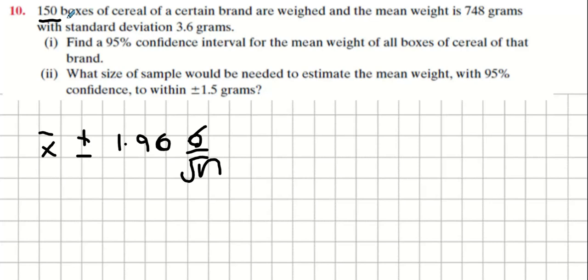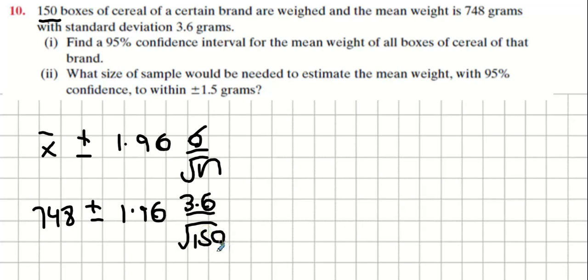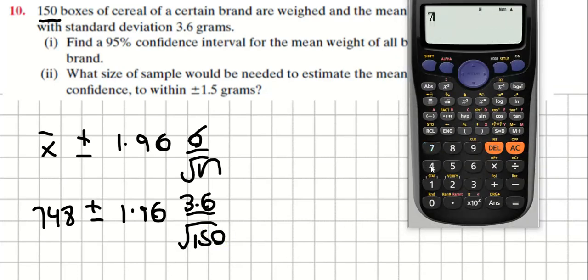It's not a singular score. It's an average of 150. And it's going to be 748 plus or minus 1.96 sigma, which is 3.6, all over the square root of n, which is root 150. So what I'm going to do here is 748 plus 1.96 multiplied by fraction button 3.6 all over root 150.